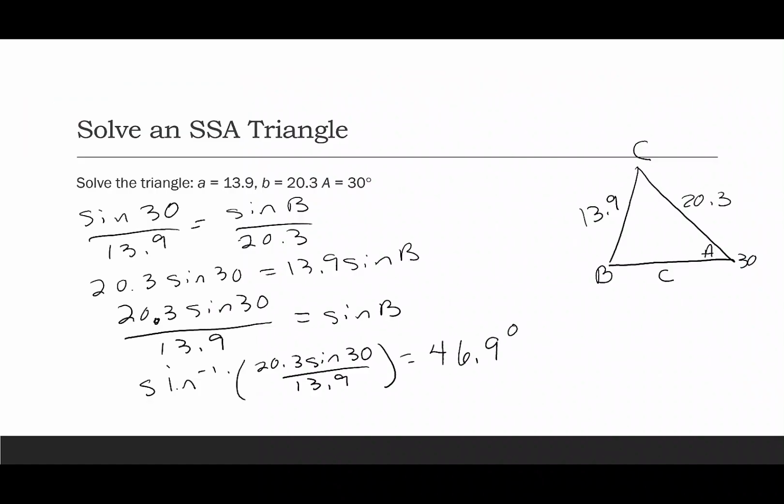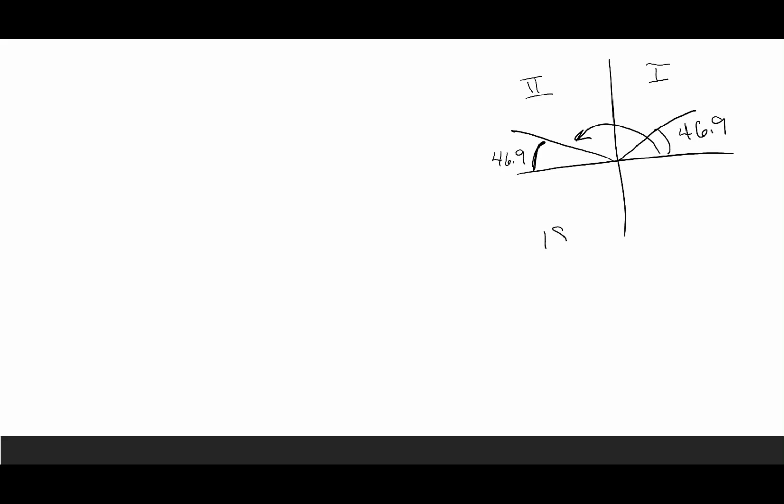This is where we need to stop and think about inverse angles a little bit. When we think about sine, I had this ratio that gave me 46.9, but sine is positive in both quadrant 1 and quadrant 2. So there's a second angle that goes with this same ratio. To find our other angle, I look at this as being a 46.9 degree reference angle, and I find 180 minus 46.9. This says my second angle is 133.1 degrees.